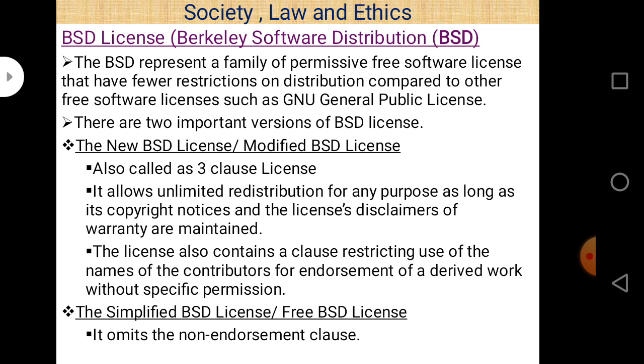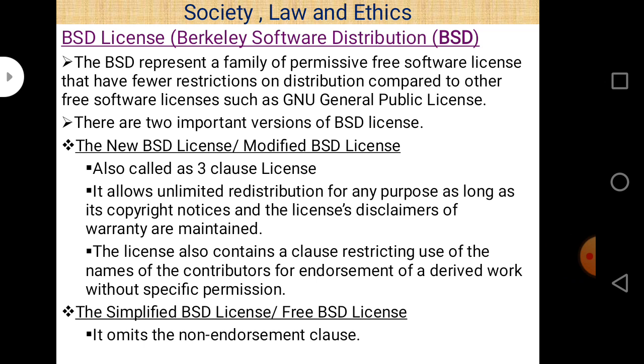In this lecture, we are going to discuss some different types of software license. Some of them I've already discussed in our previous lecture, and in this lecture, we are going to discuss BSD license, MIT license, and Apache license. So let us take them one by one.